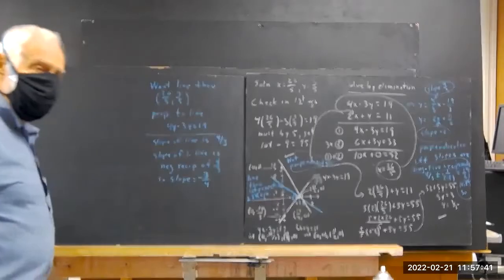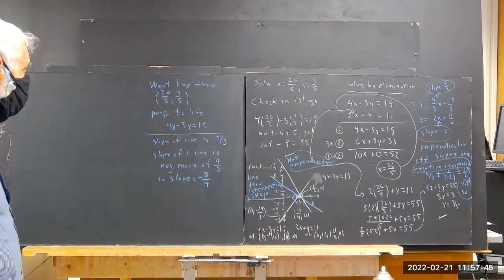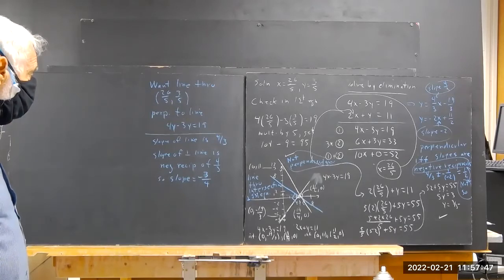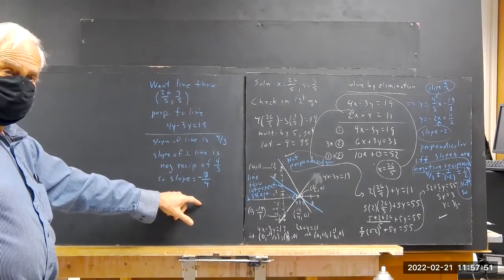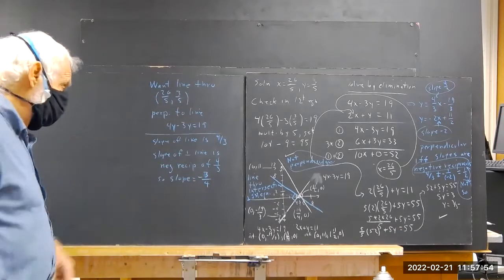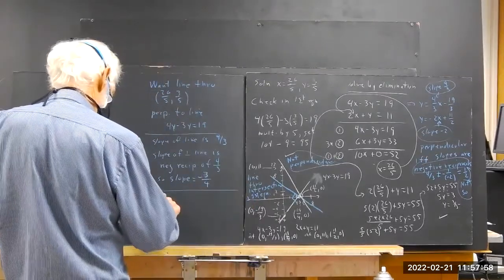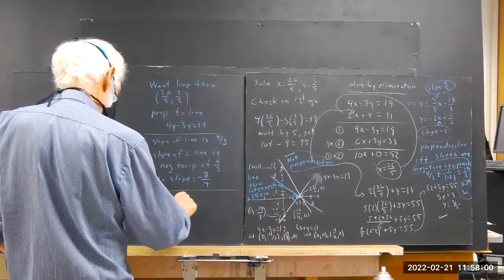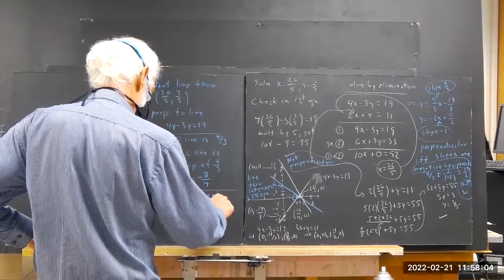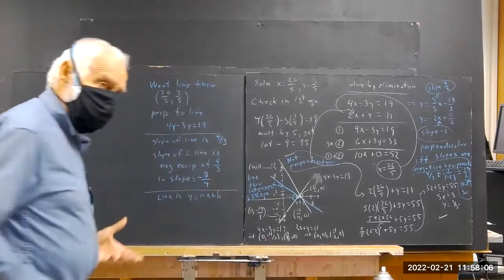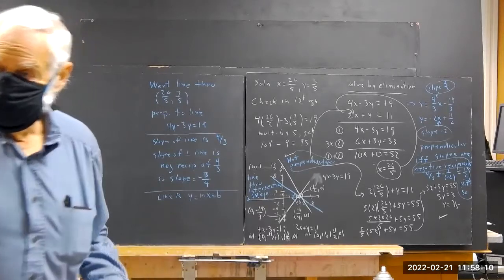This slope is negative 3/4. So we know a point and a slope. And the reasoning of that is the reasoning we've been through several times and several examples.